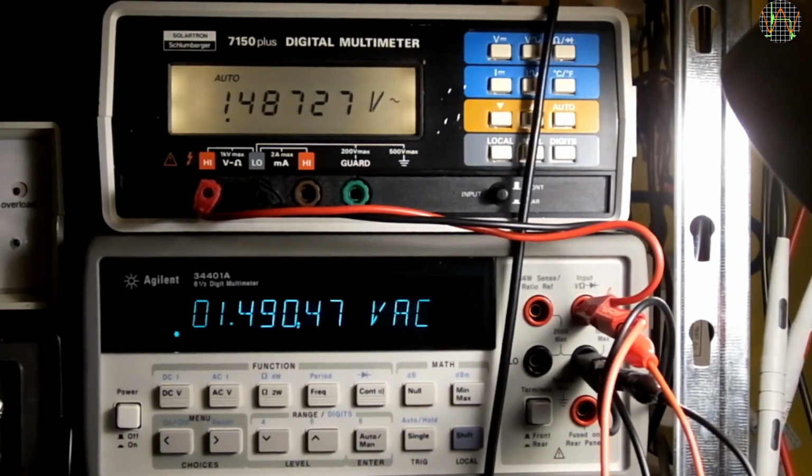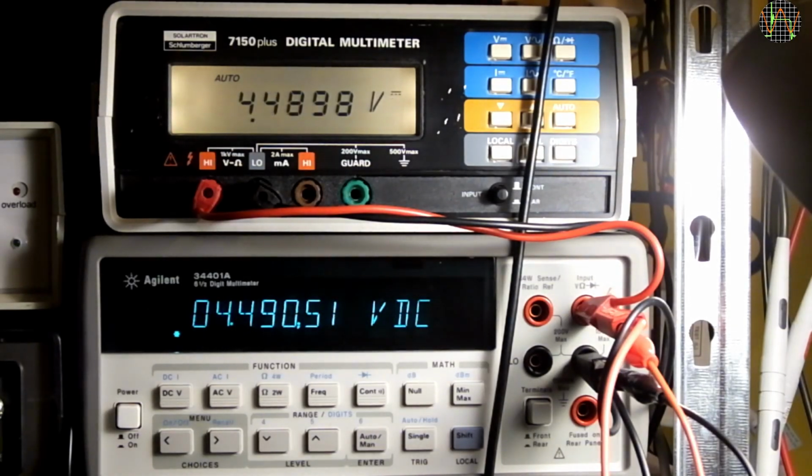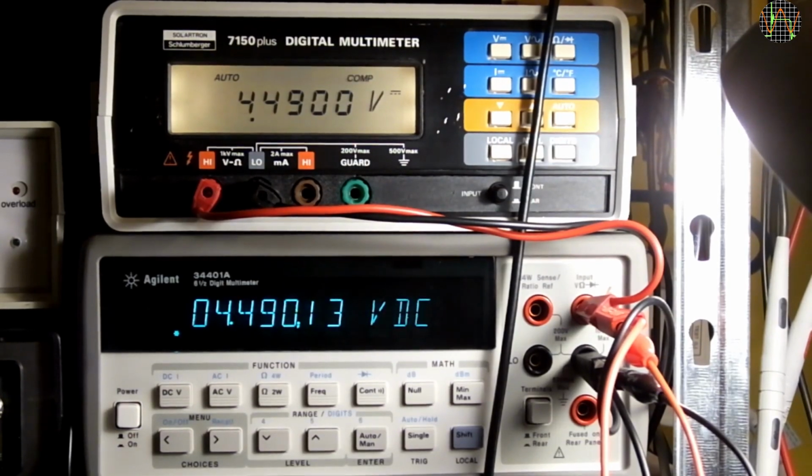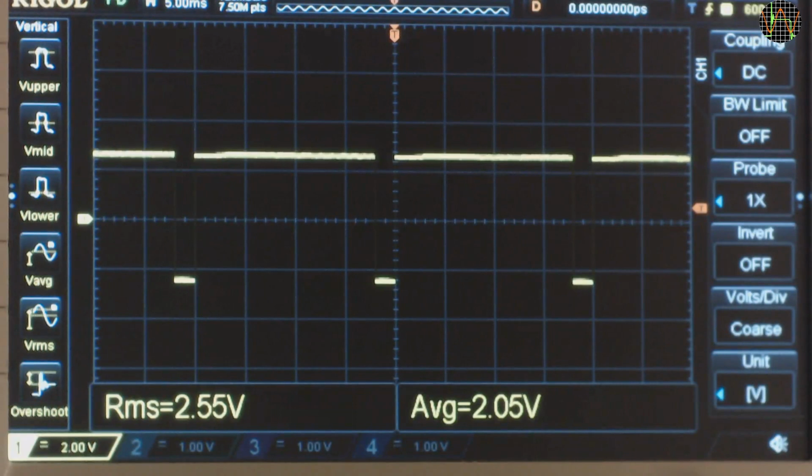There's no surprise that the bench meters show the same RMS value of about 1.48 volts as the True RMS handheld meters, and also agree on the DC value of 4.49 volts. Last but not least, let's get the rectangular wave from the beginning again. Its peak-to-peak value is 5 volts, so the positive peak is about 2.5 volts.